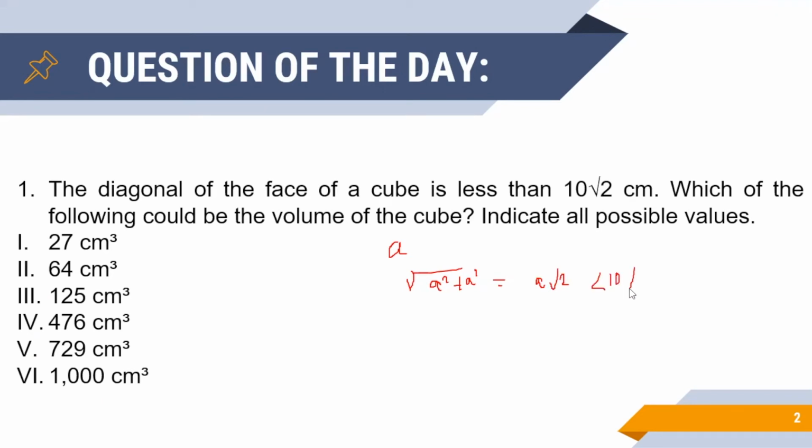Dividing both sides by root 2, since it is a positive value, we have A must be less than 10. And if we cube both sides, we see that A cube must be less than 1000. Hence, any volume less than 1000 can possibly represent the cube. Thus, we see that options 1, 2, 3, 4, and 5 are the correct answers.